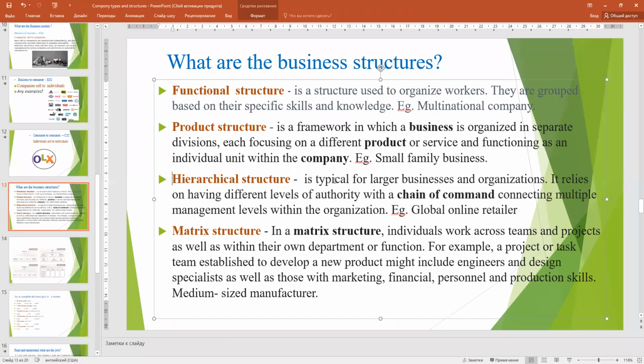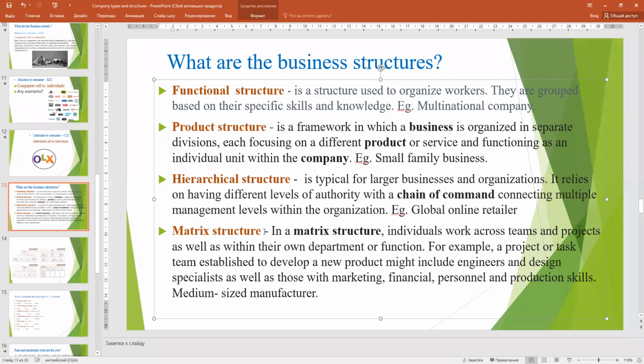And then the third part, you can see the hierarchical structure. It is typical for larger businesses and organizations. It relies on having different levels of authority with a chain of command connecting multiple management levels within the organization. For example, the global online retailer.